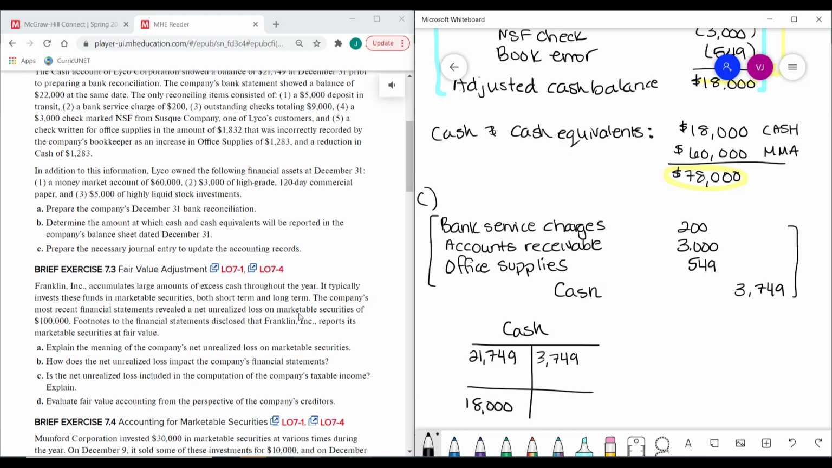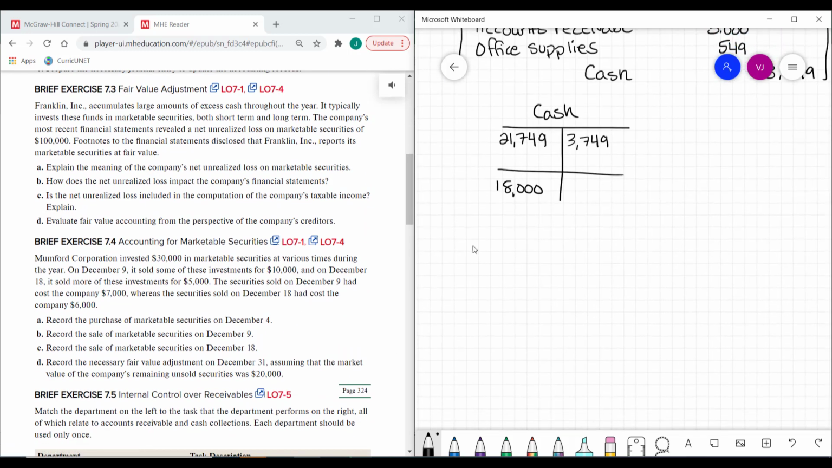Okay, so that's it for our bank reconciliation. We'll move on to 7.3.